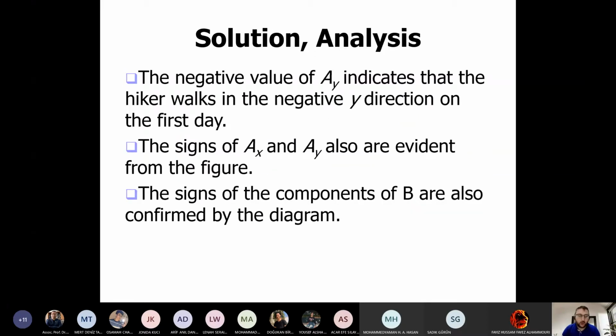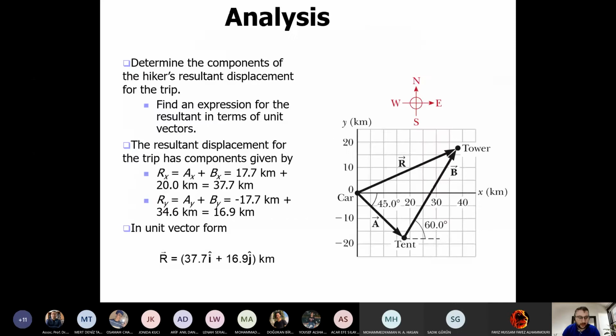So the negative value of Ay indicates that the hiker walks in the negative y direction on the first day, and the signs of Ax and Ay also are evident from the figure. So the signs of the components of B are also confirmed by the diagram. So after you write them, as I said, you must find the resultant displacement for the trip. So you find an expression for the resultant in terms of unit vectors.